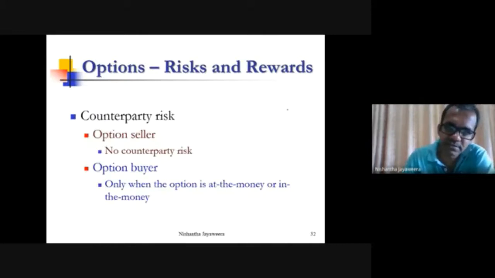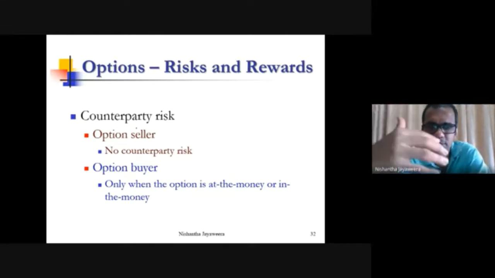What are the risks of options? So other than that, market risk: depending on whether price goes up or goes down, you make a profit or a loss, irrespective of whether you have a put option or a call option, whether you are a buyer or a seller. Depending on your position, the direction of the market will decide whether you are making a profit or a loss.